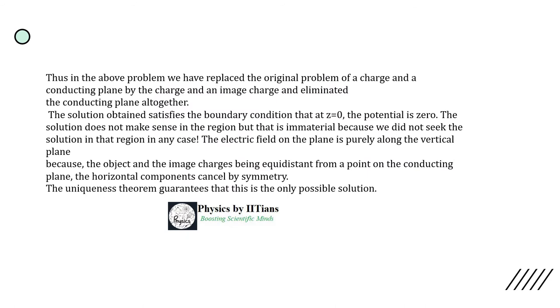So what we have done here is replaced the original problem of a charge and a conducting plane by a charge and an image charge, and eliminated the conducting plane altogether. The solution obtained satisfies the boundary condition that at z equals 0 the potential is 0. The solution does not make sense in the region behind the plane, but that is immaterial because we did not seek the solution in that region. We want the solution above the plane. The object and image charges being equidistant from a point on the conducting plane, the horizontal components cancel, and only the vertical components exist. And the uniqueness theorem guarantees this is the only possible solution.